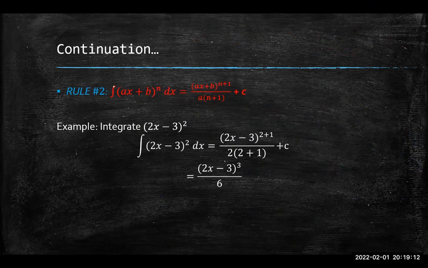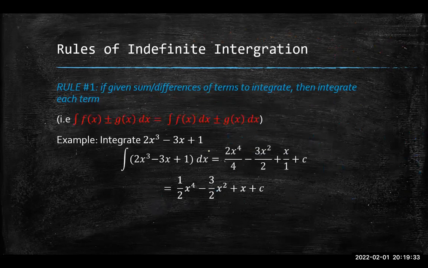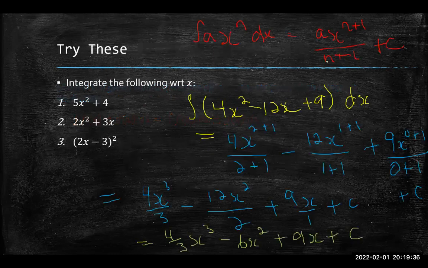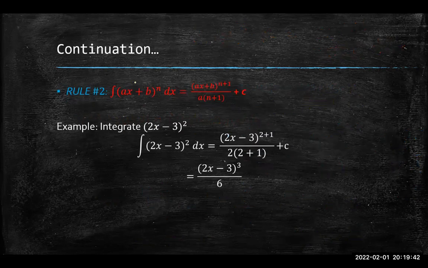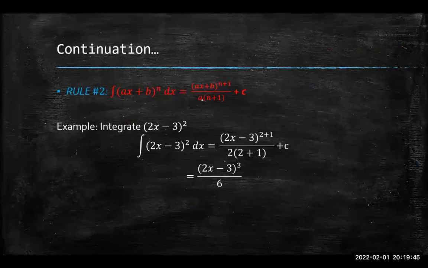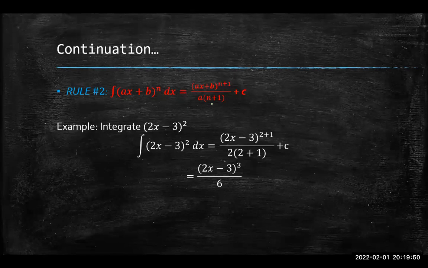So the second rule states the integral of ax plus b, this whole thing to the power of n, dx is equal to ax plus b to the power of n plus 1. So the same thing: you see the power, add 1. Here's where it's different. What we were doing before, the denominator was n plus 1. But when you get an expression in this form, the denominator becomes a times n plus 1. You have to multiply the new power you get by a, right?